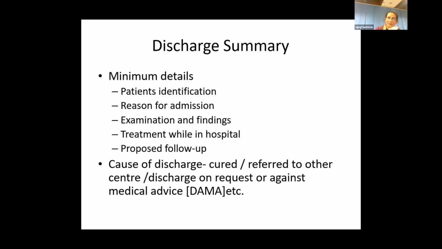But the most important thing I want to emphasize is that even in cases where patient is discharged against medical advice, they are entitled to get a discharge summary, because it is an idea ingrained in some of our minds that when the patient is being discharged against medical advice, he or she is not entitled for discharge summary. But it is not the case. So even in cases of left against medical advice, LAMA or DAMA, discharge against medical advice, we need to provide patient a discharge summary.